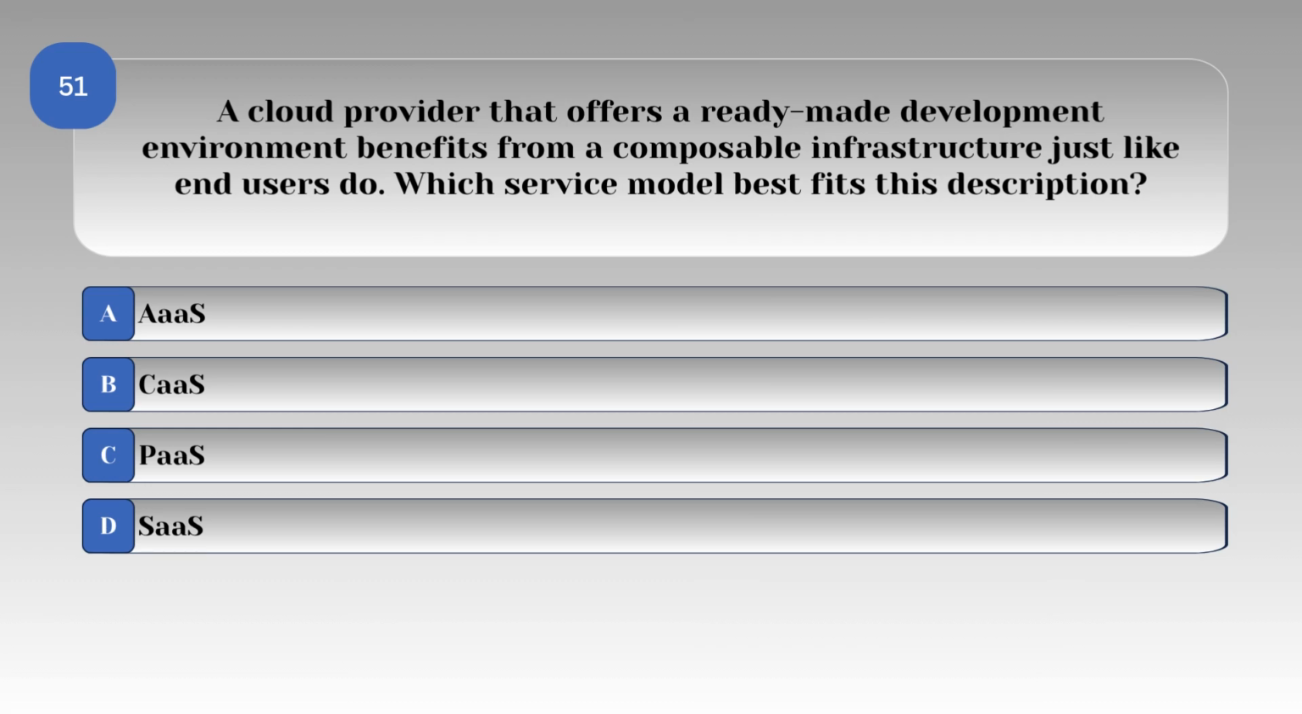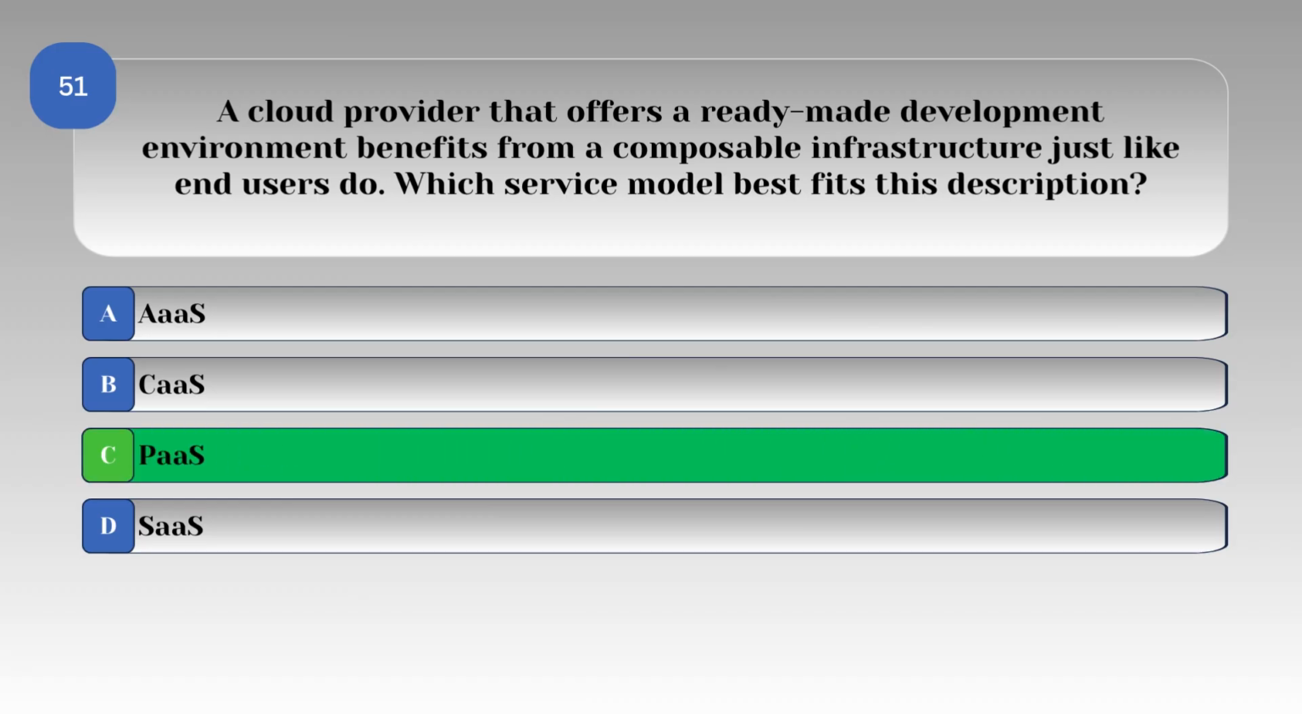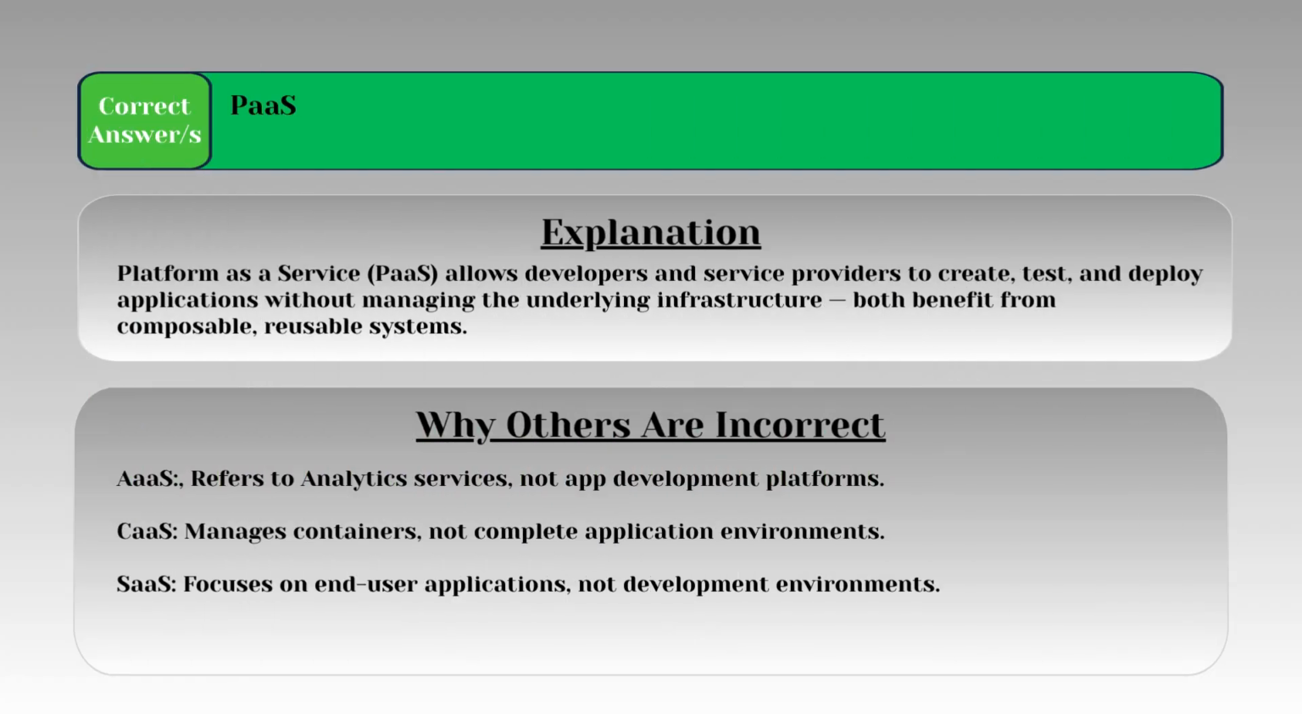A cloud provider that offers a ready-made development environment benefits from a composable infrastructure just like end users do. Which service model best fits this description? Correct answer, PaaS. Explanation: Platform as a service allows developers and service providers to create, test, and deploy applications without managing the underlying infrastructure. Both benefit from composable, reusable systems.